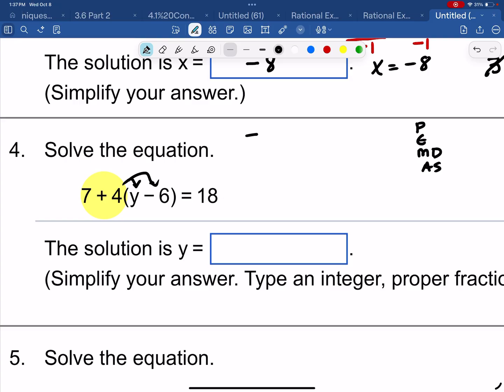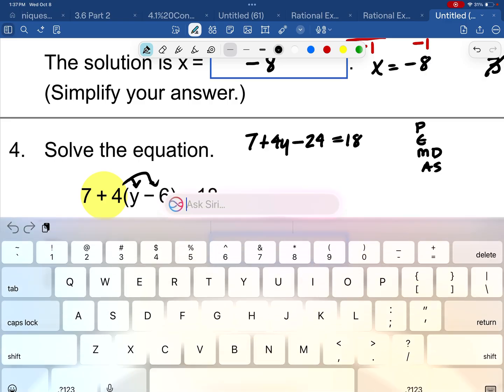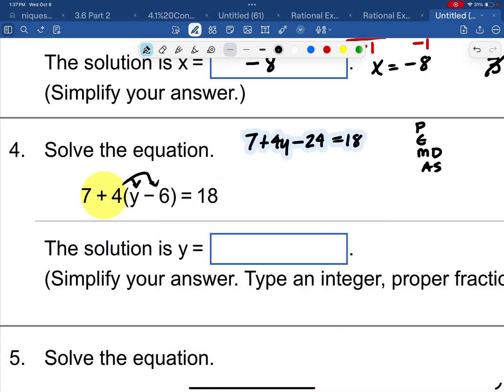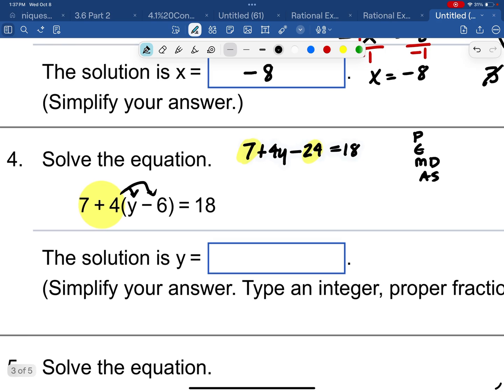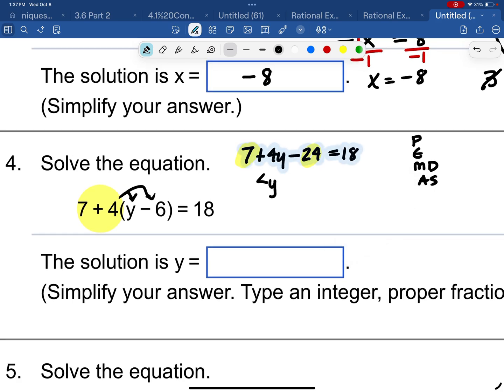So I get 7 plus 4y minus 24 equals 18. See how I have a 4 times y and a 4 times negative 6. Now I have some like terms. The like terms I have are the 7 and the 24. So I add those together and I get 4y, and that's going to be minus 17, use your calculator if you need to, equals 18.